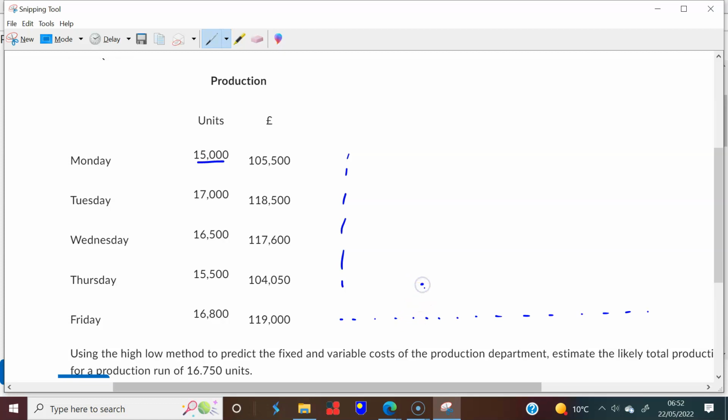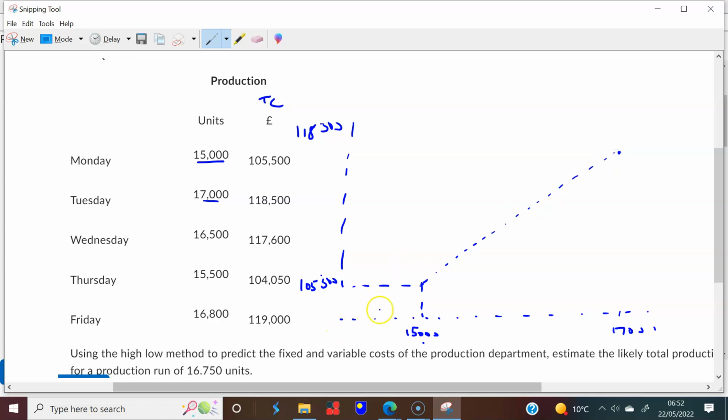So here I have 15,000. Imagine I have 15,000 units here and I have a total cost. Remember, this is total cost. I have a total cost of 105,500 at 15,000 units. And then I end up at 17,000 units here, and I have a total cost up here of 118,500. So what we're saying, it's always based on the units.